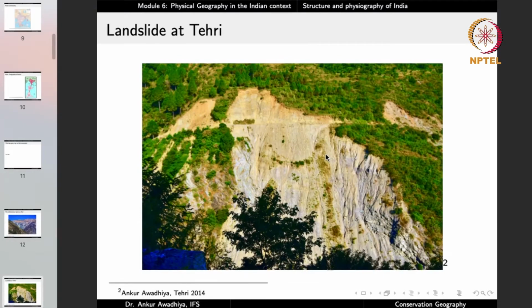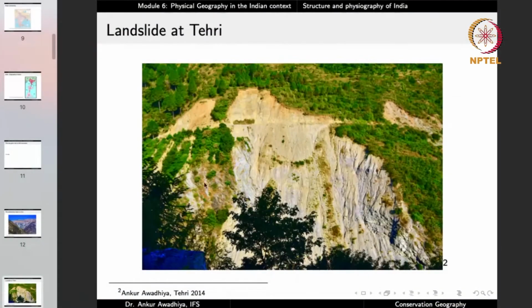Now this portion is still tectonically active because the plates are still moving, the Himalayas are still rising, and because of that we still get a large number of earthquakes in these areas. At the same time, because the rocks are predominantly sedimentary rocks, they are not that strong, and so very often we find things like landslides in the Himalayas. So this is an example of a landslide. This portion would earlier have been covered with trees like this, but this whole portion collapsed because the rocks are not that strong.